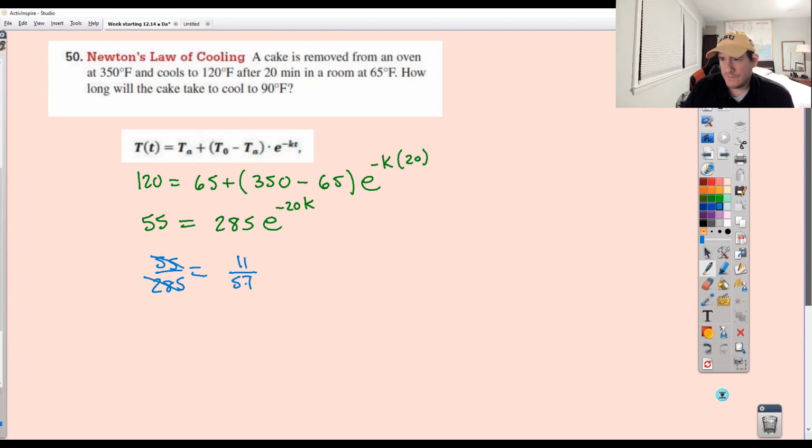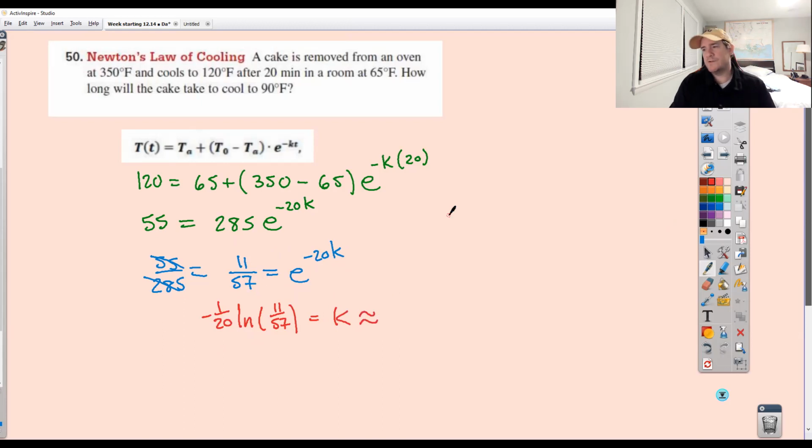It's an ugly fraction, but it's whatever. It's not that bad. It's better than a rounded off decimal that gets you the wrong answer. This is e to the negative 20k. Like I said, you're now going to take the ln of both sides. So you get ln of 11/57. When you take the ln of this, you just get negative 20k. So divide by the negative 20, or in my preference, multiply by negative a 20th. There's your k. What is that approximately? I don't know.